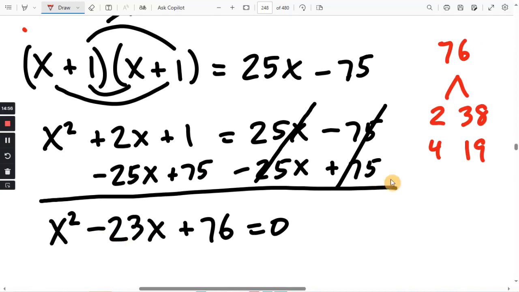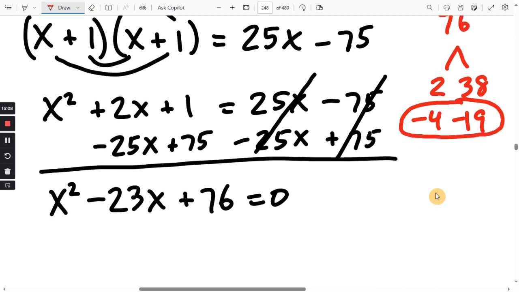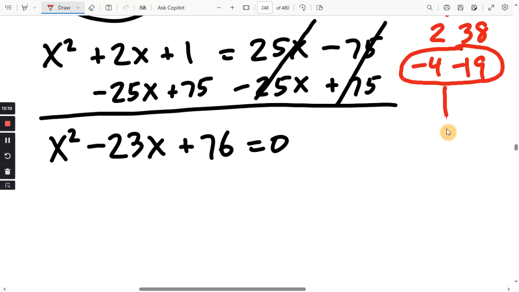We want negative 23. How about negative 4 and negative 19? That'll add to negative 23. And if you multiply them, it's positive 76. Perfect. So that is going to be in the binomial.